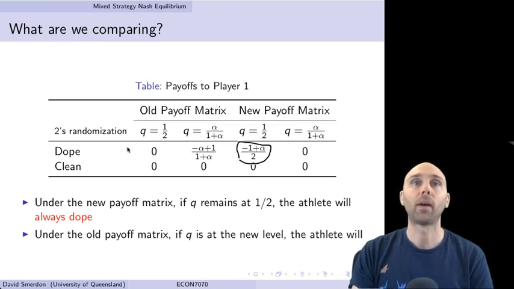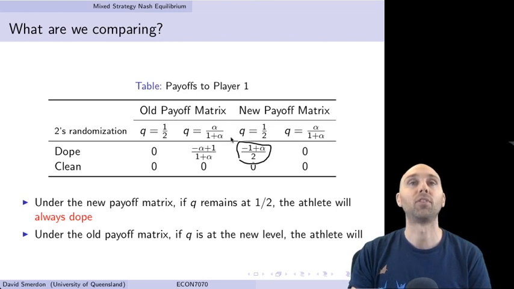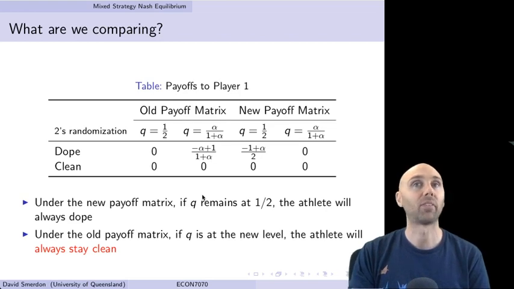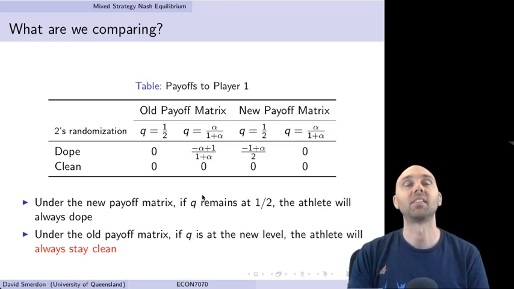In the old payoff matrix, if the Q is at the new level, so if the official is using this new mixing probability, then the athlete will always stay clean. But if the athlete always stays clean, then there's an incentive for the official to not check as much.